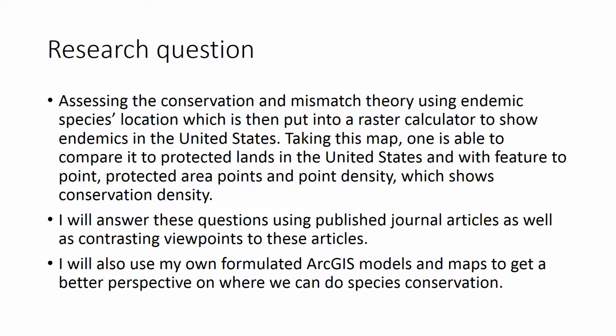So this brings me to my research question, in which I will assess the conservation mismatch theory using endemic species location, which is then put into a raster calculator to show endemics in the United States. Taking this map, one is able to compare it to protected lands in the United States, and with feature to point, protected area points, and point density, this is going to show us conservation density. And as I stated before, I will be using published journal articles as well as contrasting viewpoints to these articles, and forthcoming in my PowerPoint presentation, I will show you my own formulated ArcGIS models and maps to get a better perspective on where we can do species conservation.